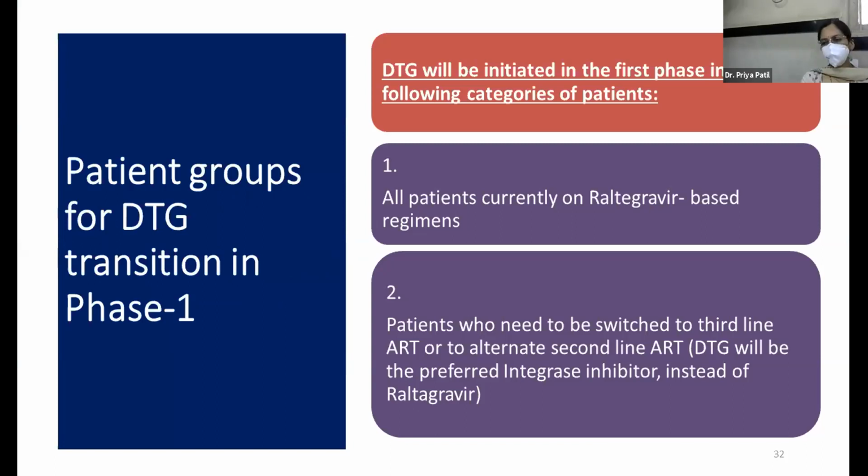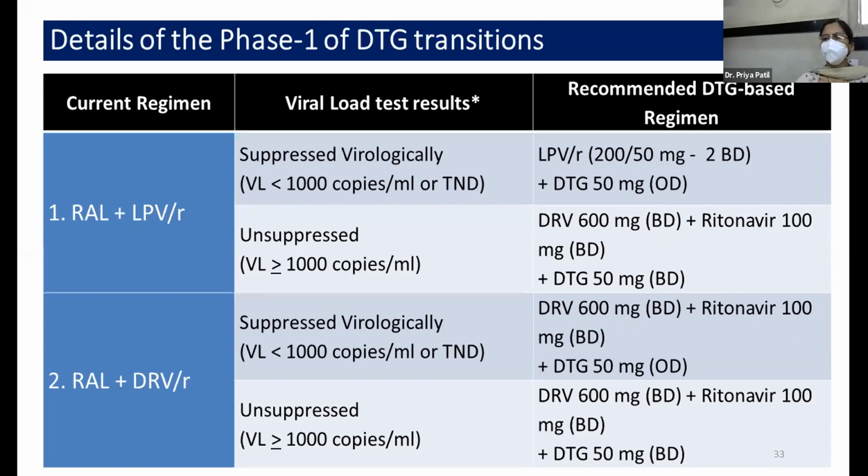Here DTG will be the preferred integrase inhibitor instead of raltegravir. So in this phase 1, it should be clear, all patients currently on raltegravir based regimens will now be initiated on dolutegravir instead of raltegravir, and patients who need to be switched to third line ART or alternate second line ART will also get it instead of raltegravir. So these are the two groups where we are going to shift to dolutegravir currently.